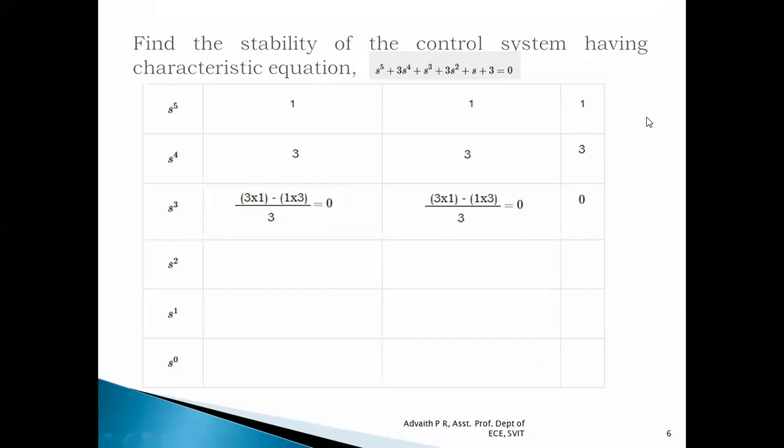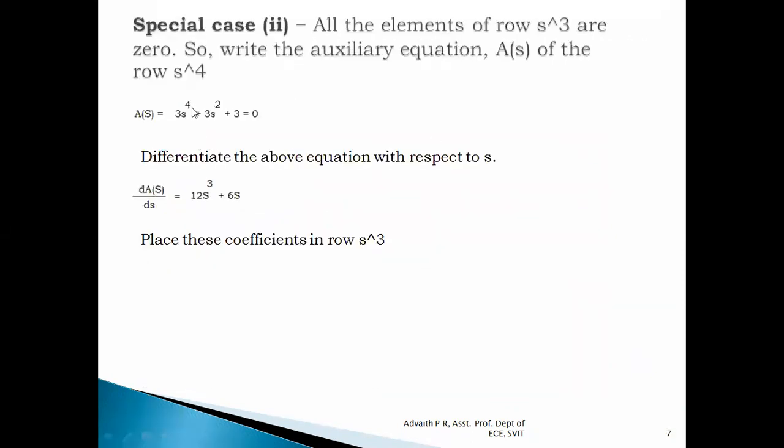The same equation is being written out here. 3s to the power of 4 plus 3s square plus 3 equals 0. Next, we have to differentiate the above equation with respect to s. So when we differentiate this auxiliary equation with respect to s, we get 12s cube plus 6s plus 0. Now, the coefficients we have got here, this 12 and 6, will be placed in the row of zeros which we had obtained previously.